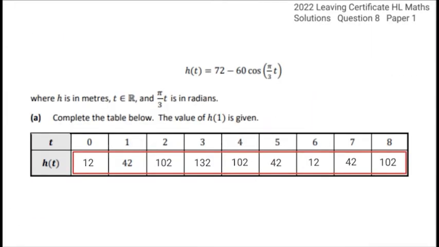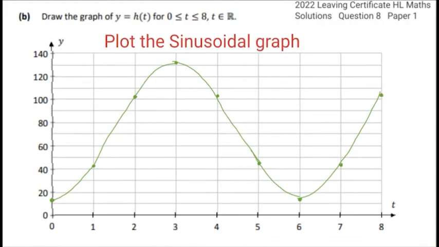So there's the range of outputs h of t. They're all the heights for the cycle. Make sure you set your calculator to radians. When we sub in 0, we're going to get 72 minus 60 by cos of 0, which is 1, and 72 minus 60 will give 12. And carry on with that process.